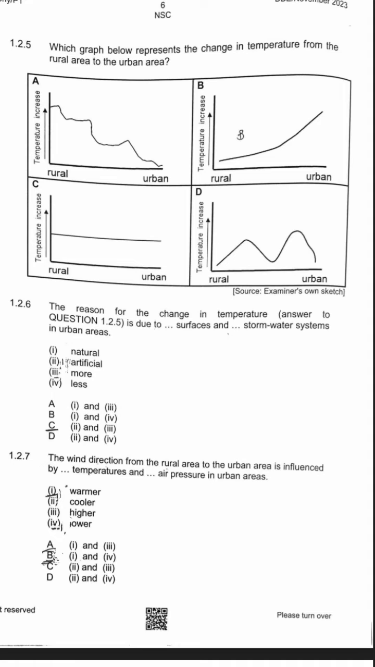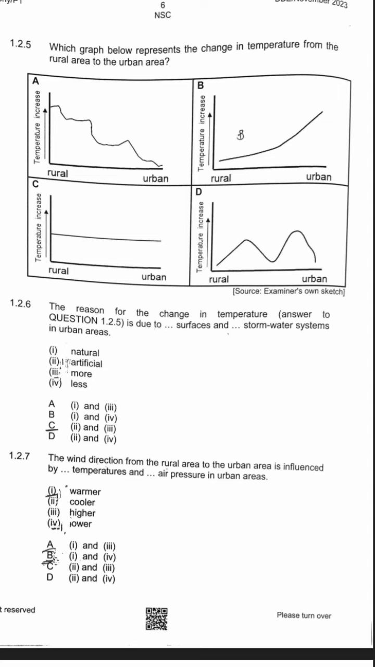So we know that the urban areas, and the reason why they have higher temperatures, is due to artificial surfaces that are made by people, your tar, and so on and so on. So it's artificial surfaces, your glass, those materials that we put there to basically create the physical development of urban areas. And then also more stormwater systems. There's more stormwater systems there.